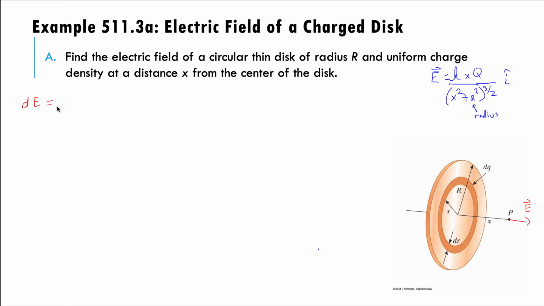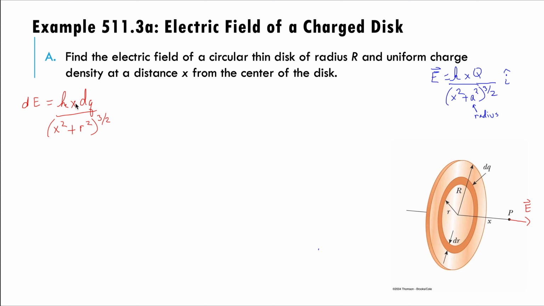So we're going to write dE equals KE x, and then the charge on one of these rings, since dE is the field created by one of these rings, the charge is dQ. And then x squared plus, and then this is the radius, but it's lowercase r. That's the variable we're going to integrate over. So that's how we set it up. And then we have to figure out the variable that we're going to integrate over, which is going to be r. So we need to make sure that everything that depends on r is written in terms of r.